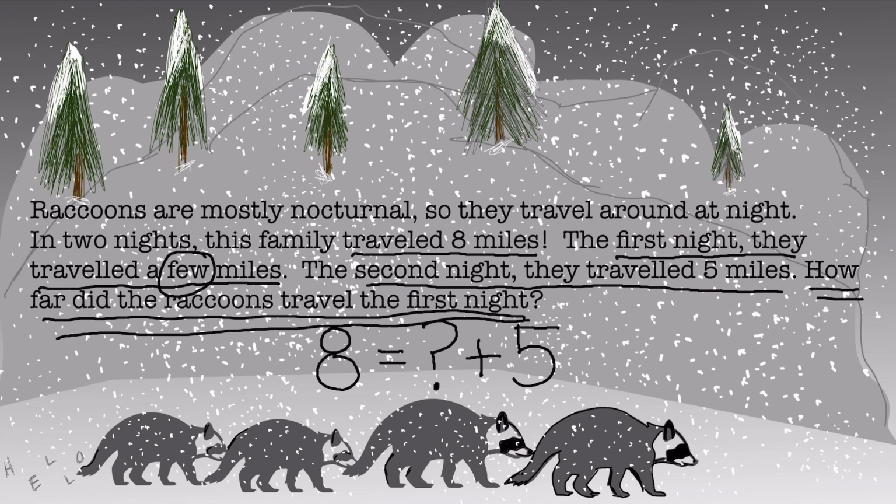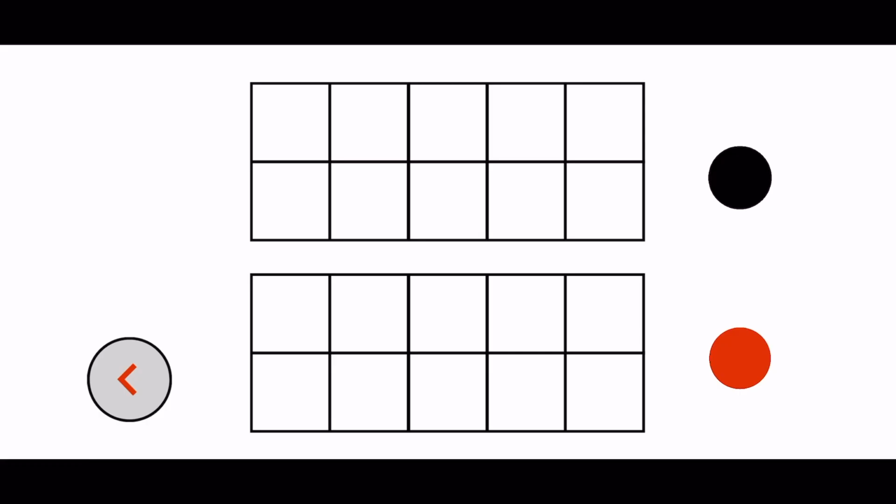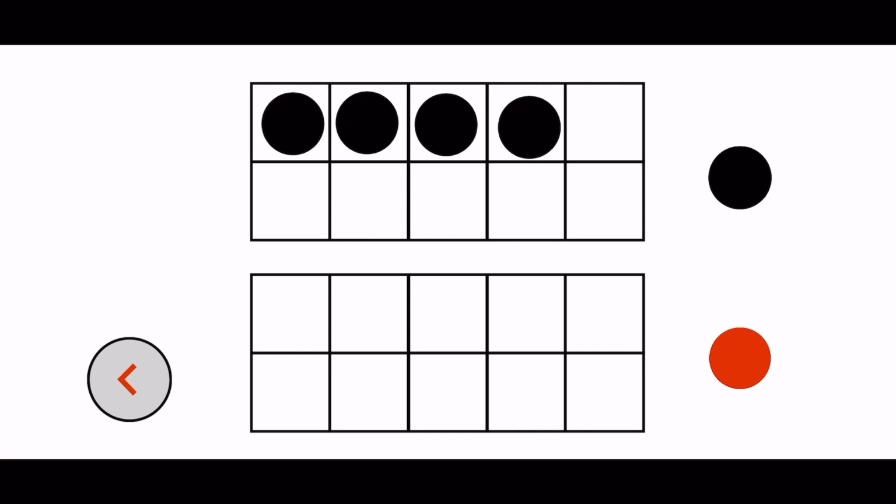So we can solve this the same way we solved change unknown problems. We can start with the known, which here is 5, and count on until we get to the result, which is 8. So we can start at 5 and count on 6, 7, 8. And we can see then that 3 is the number of miles they traveled the first night.